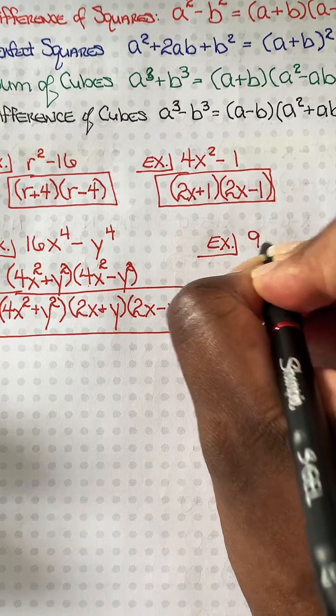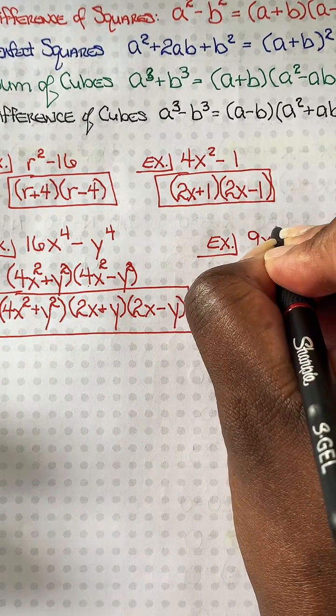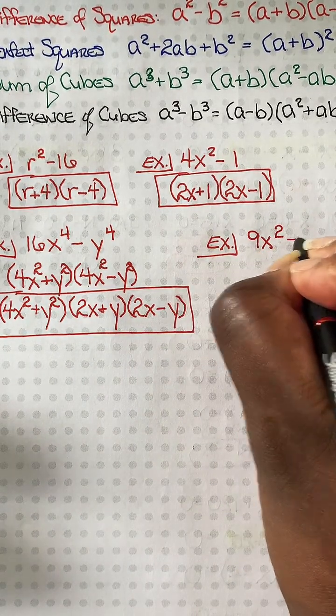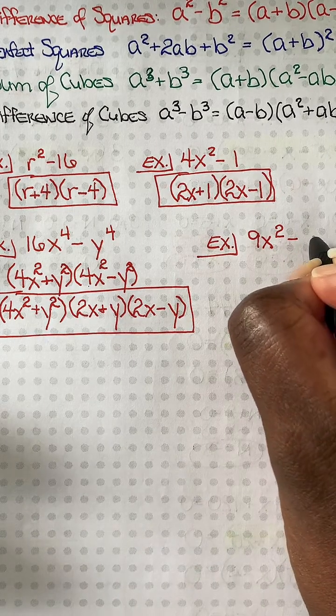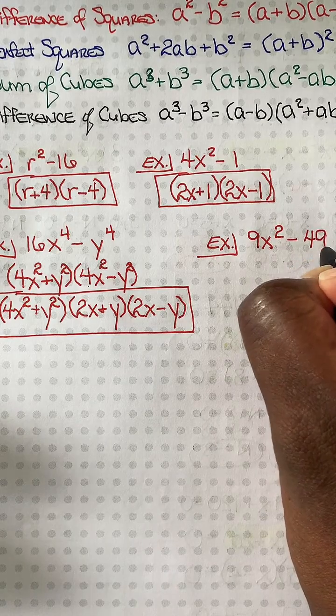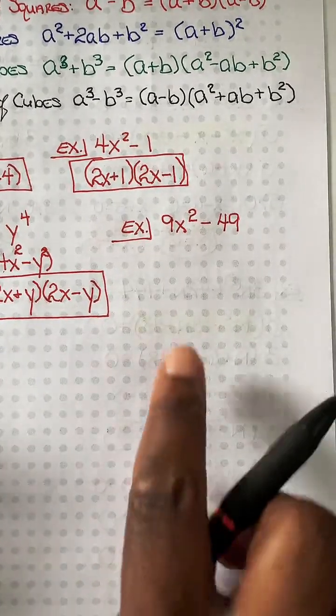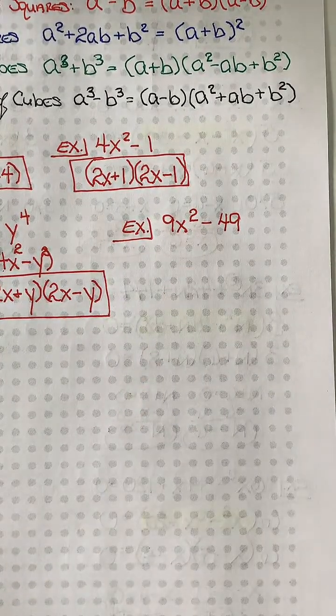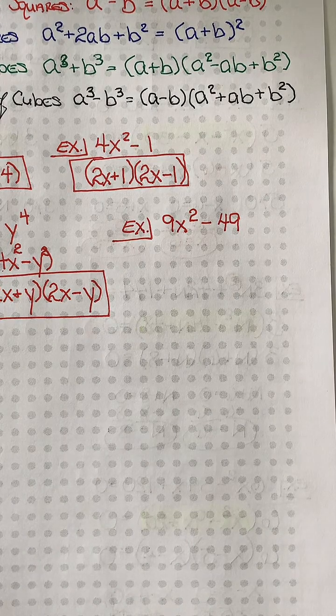So if I say 9x squared minus 49. I want you to do this one. Do it and tap. Let me see all my multitasking people out there.